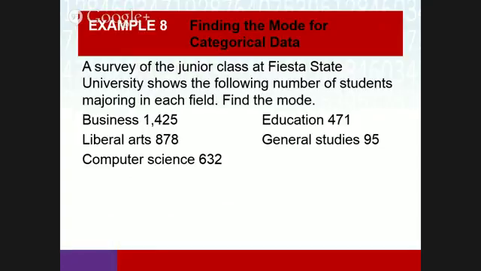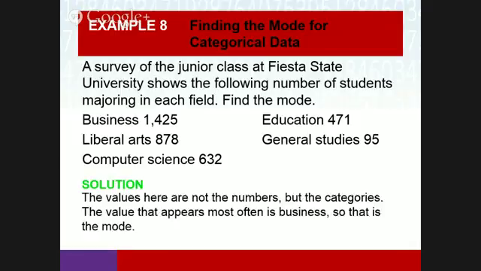So, a survey of the junior class: what is the mode? 1,425 people selected business, 471 selected education, 878 took liberal arts. Is there a mode? What category appears the most often? Business.